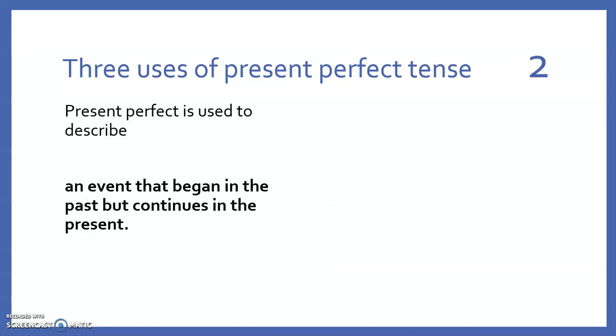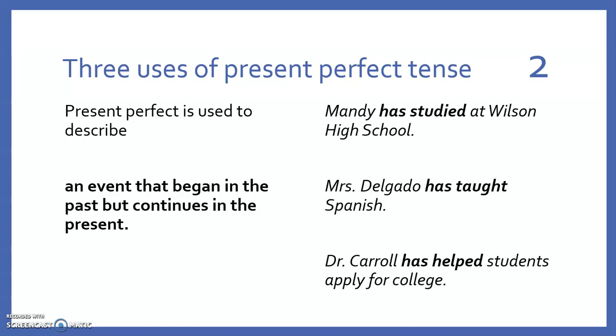Another use of present perfect tense is to describe an event that began in the past but continues in the present. For example, Mandy has studied at Wilson High School. Is she still a student? Then this event continues in the present. Did she graduate? Then this event took place at an unknown time in the past.